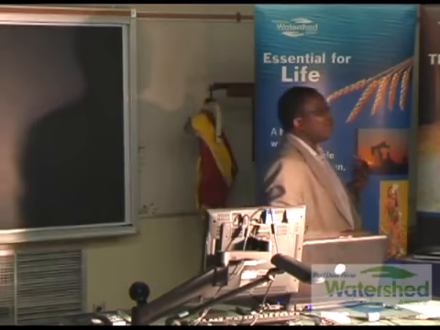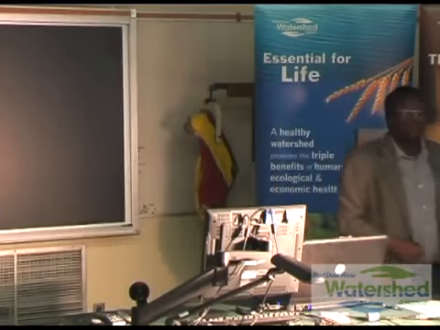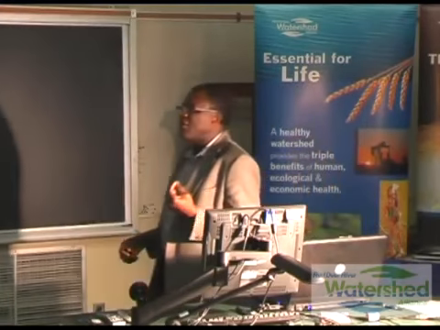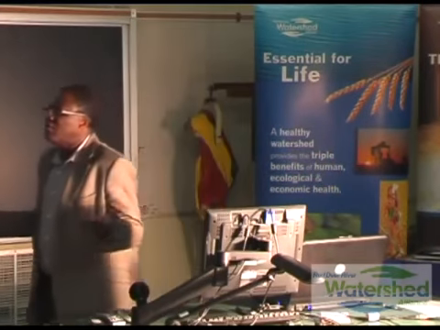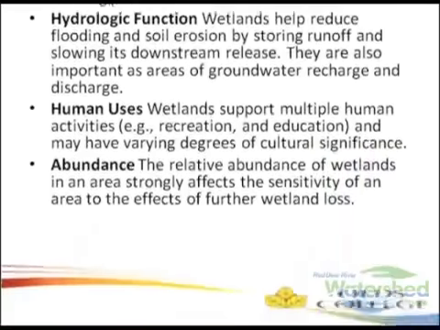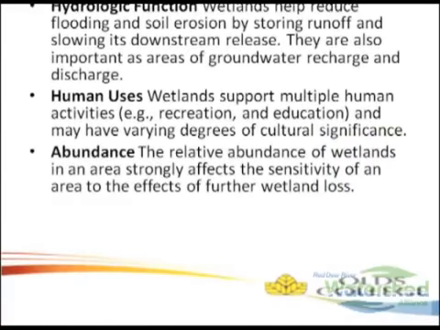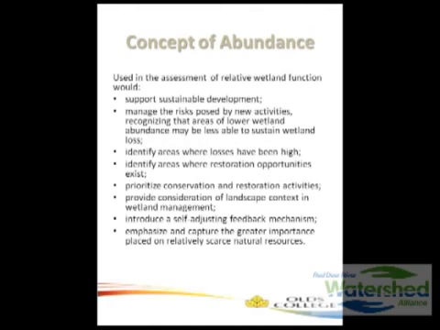The other thing is in terms of relative abundance. For example, if you find a wetland in northern Alberta, let's say I'm looking at a fen now in northern Alberta, it is very abundant in that particular area. In terms of the concept of abundance, we use this in the relative wetland function. It will help us to support sustainable development and manage risk, okay? But also, it helps in identifying where losses.